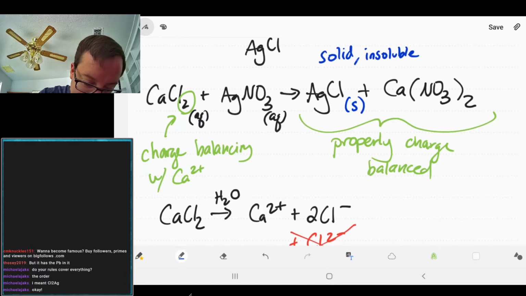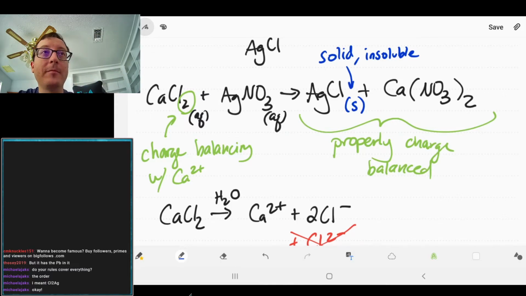If something doesn't dissolve, it's going to stay as a solid. If you put a piece of chalk in water, which is calcium carbonate, it doesn't dissolve. It stays solid. So we're going to keep the S there. S indicates solid. Solids are insoluble.